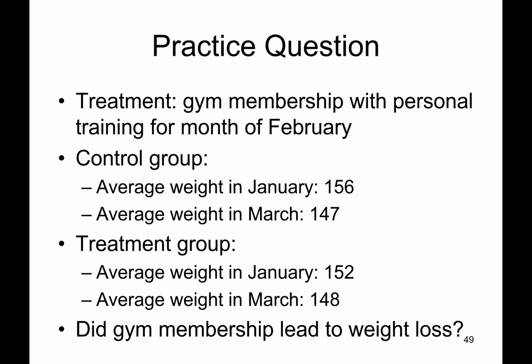So let's just do a practice question here. Suppose that a treatment, let's say, is the gym membership with personal training for the month of February. And here's the data that we record. In the control group, we measure that the average weight in January was, let's say, 156 pounds. And then we measure that the average weight in March is 147. We do the same thing for the treatment group. Let's take a look at the average weight in January. In this case, it was 152. And then the average weight in March was 148.